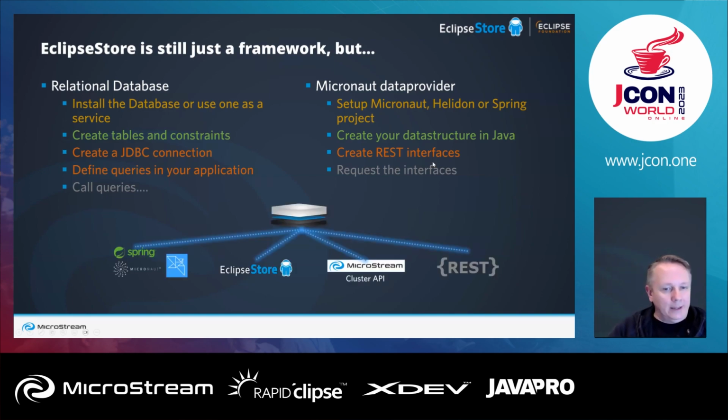And at the end, you will get something like this. There is a Spring, Micronaut, or Helidon template you can use. EclipseStore is already in place with the MicroStream cluster API to handle the cluster and the replication in the background. And there is a REST API, which is quite standardized, and you just have to create your REST endpoints to provide the data to everyone.